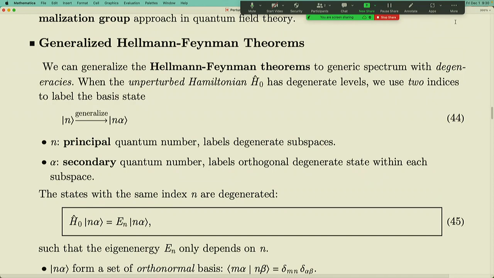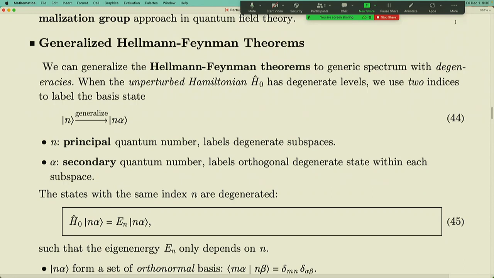So energy will only depend on this principal quantum number, and then any alpha, which is called the secondary quantum number, labels the remaining orthogonal degenerate state within each subspace. So no matter what alpha is, as long as you are indexed by the same n, you have exactly the same energy, E of n. So E only depends on n.